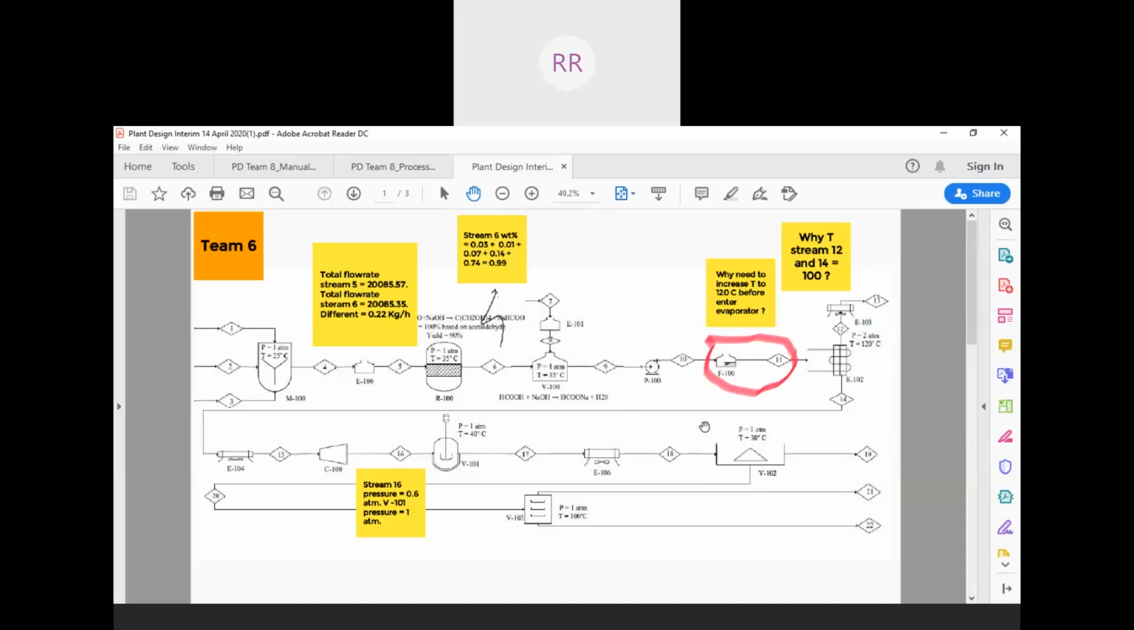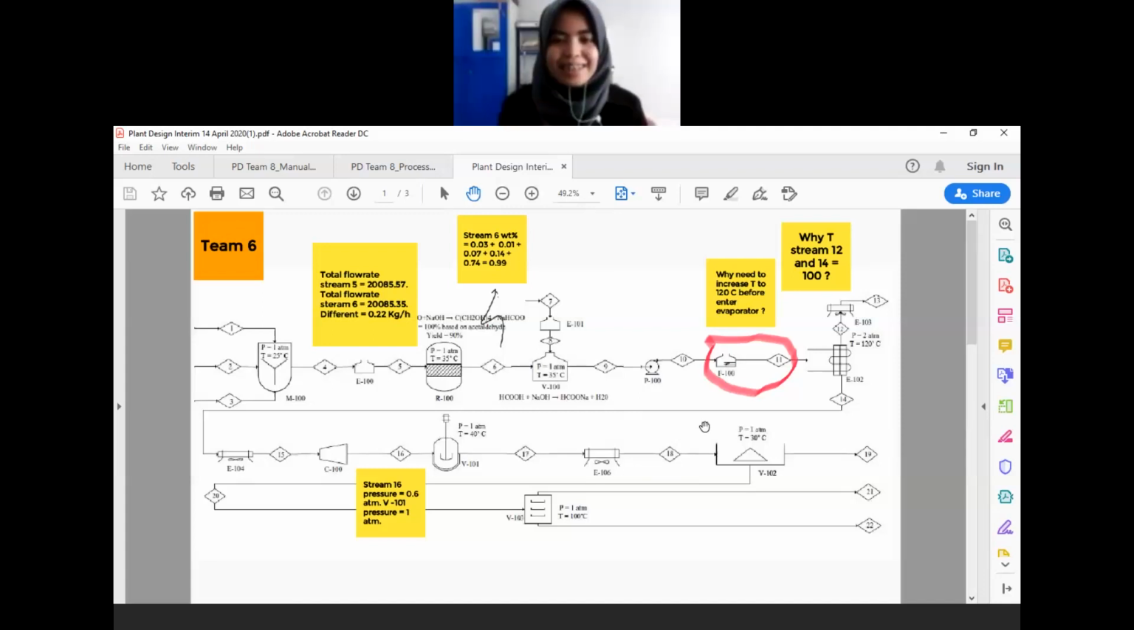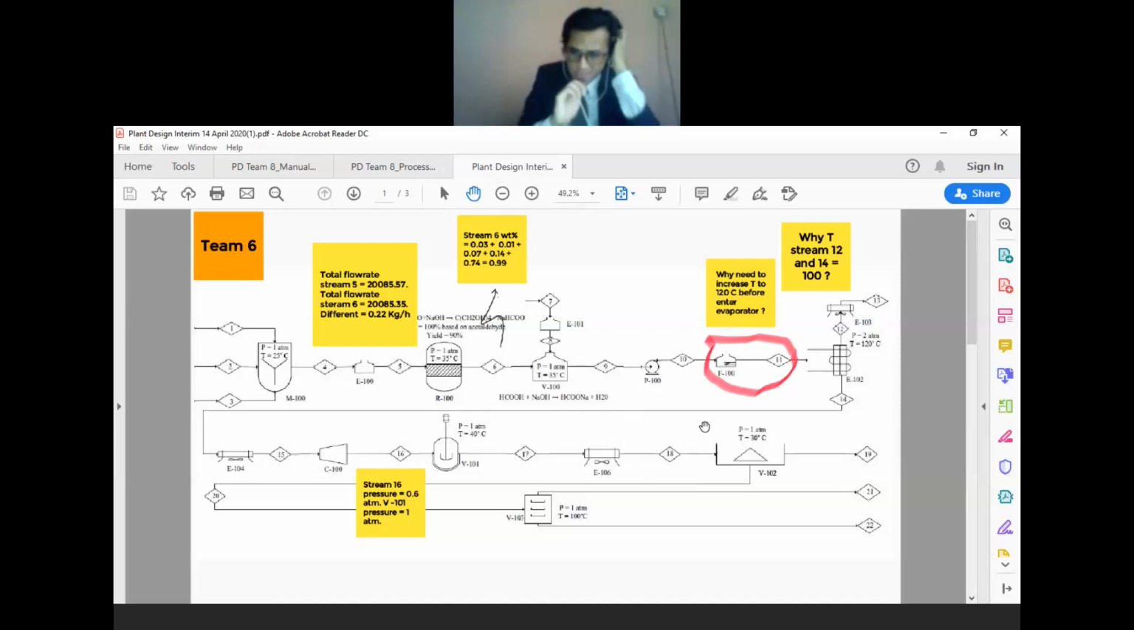Crystallizer. Dia punya pressure dia 0.6. You punya crystallizer 1 atm. Yes. Itu dia dah lepas hantar tu baru perasan silap dekat pressure tu. Sorry. Alright, okay. Itu je Dr.